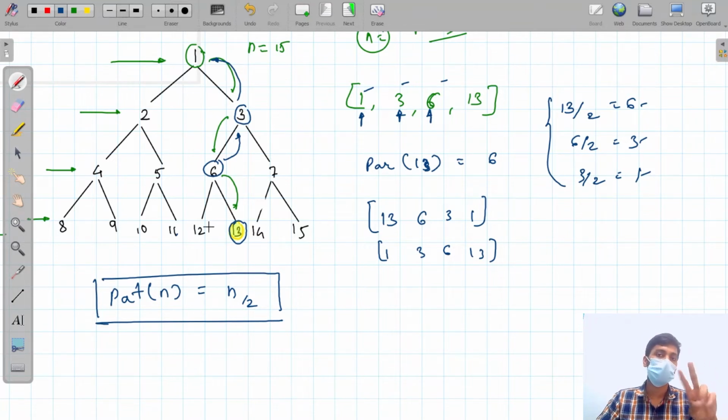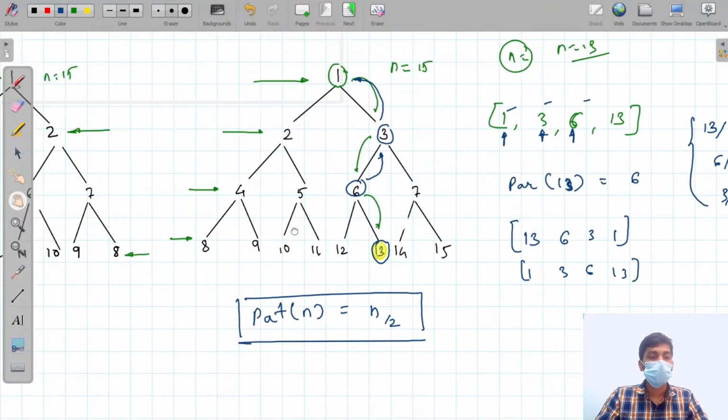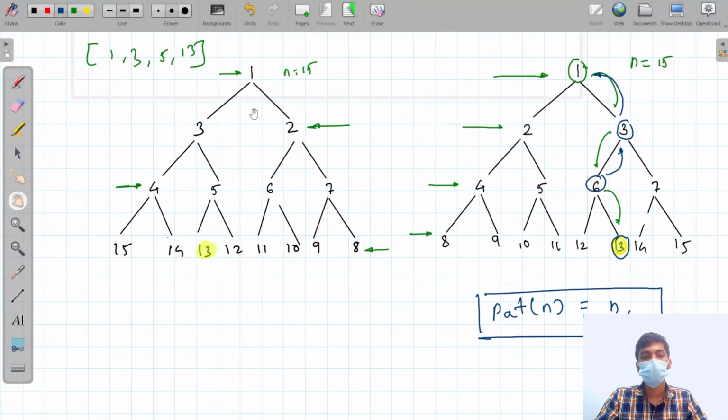And what do I have to do? I have to just reverse that. So what was this observation? This was an observation for a general, normal tree, if the tree is given in the proper order, like 1, 2, 3, 4, 5, 6 and so on. Right. Now let's try to discuss this other tree.